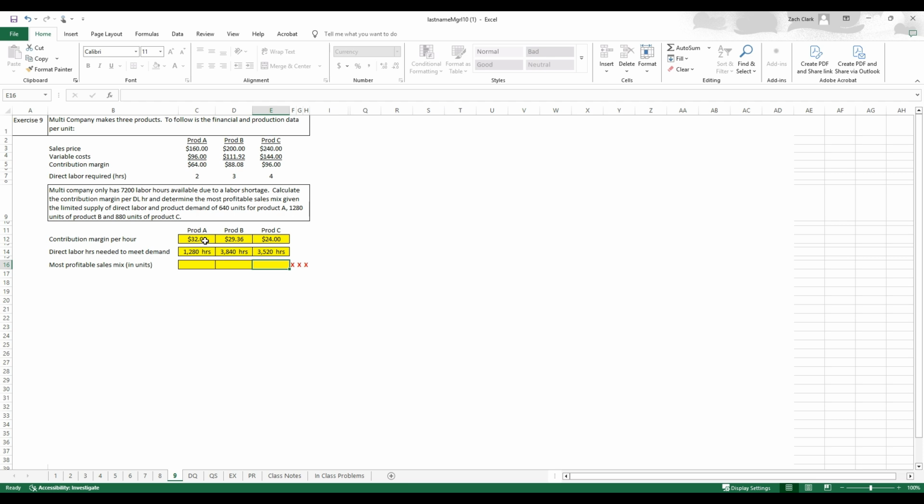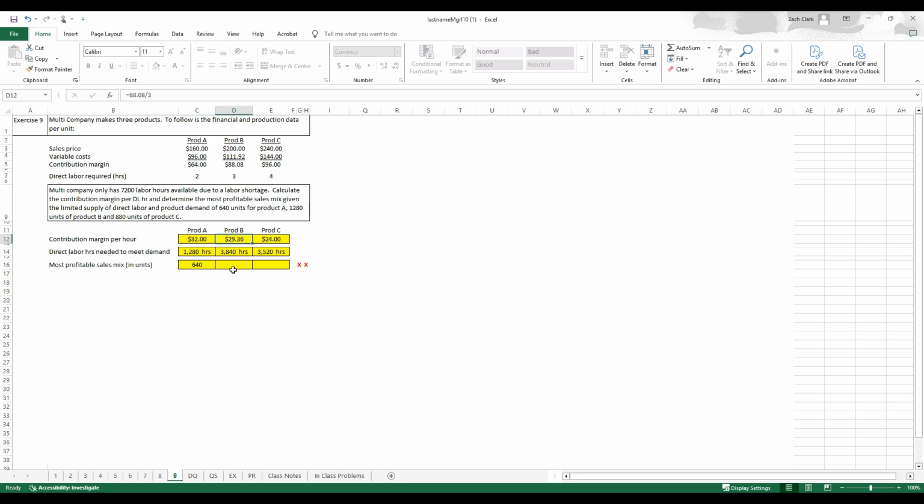Okay, so we take a look and say we're maximizing our contribution margin per hour with product A. So let's do that first. Let's max that out, maximize the demand basically. So 640 units, right? So we've maximized the demand. So that's 1280 hours. And again, I'm going to do a little math off to the side. So if we have 7,200 as total hours to allocate, we're allocating 1,280 first to product A. That leaves us with 5,920 hours left over.